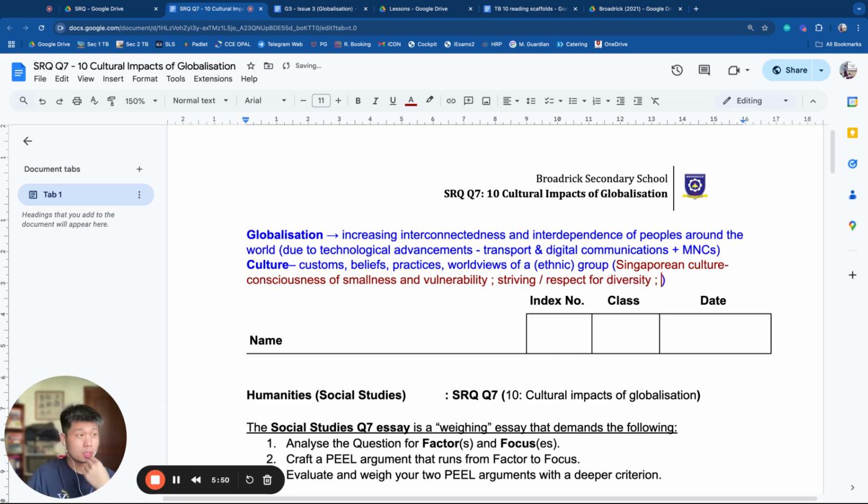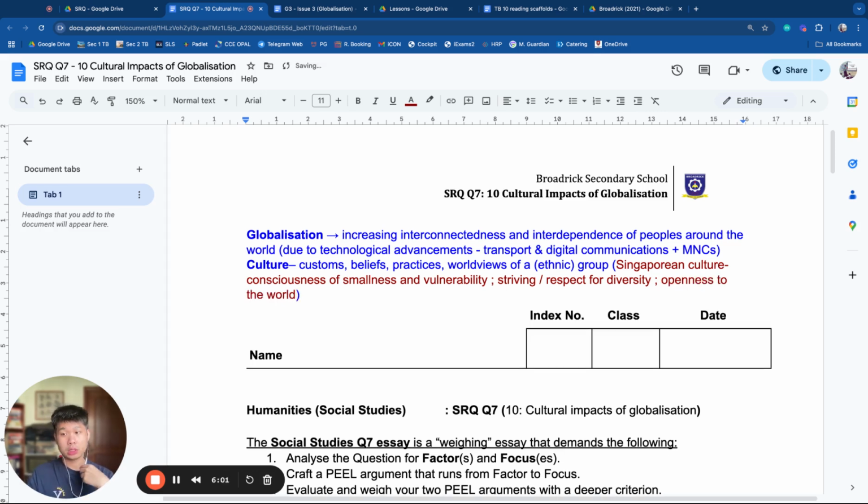And perhaps the third element of the culture would be openness to the world. So perhaps the most concrete example is every December break, everyone flies to Japan. I've heard it said something like 600,000 Singaporeans go to Japan every year.